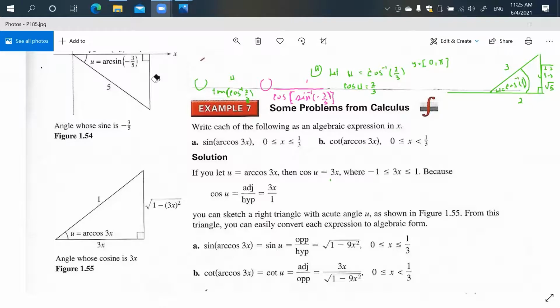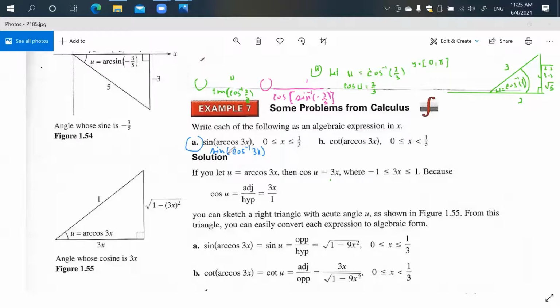Continue the example. Write the following as an algebraic expression in x. Question A. Question A is what? Sine of arc cosine of 3x. They have a restriction on the domain here. So if we write this pattern, sine of arc cosine of 3x. Okay, so how to do it?